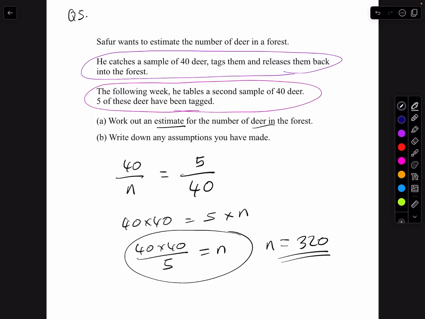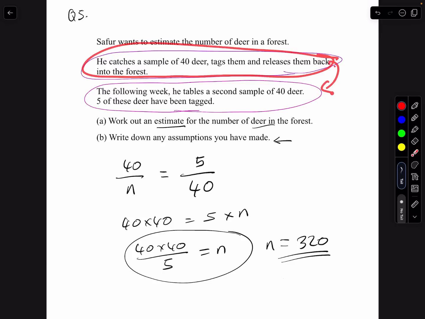Now, any assumptions that you make, we have made an assumption that when he catches them the first time round and he comes back a week later to do this again, none of the deer have run away, none of the deer have unfortunately died, and no new deer have been born, so the population remained the same. So that's an assumption that we make here. All right, let's move on.